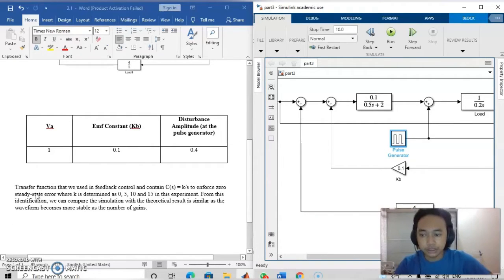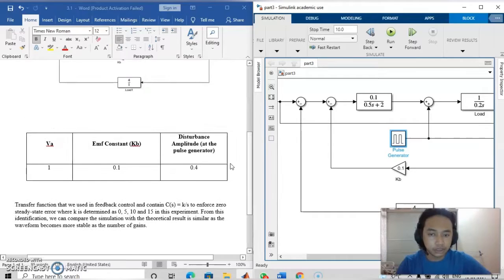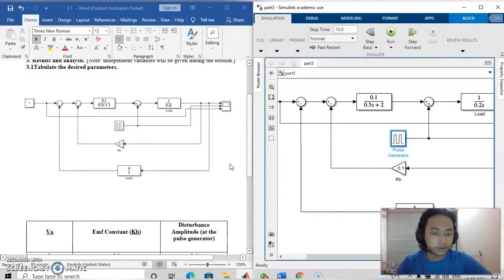The transfer function we use in feedback control contains C(s) equals K per s to enforce zero steady state error, where K is determined as 0, 5, 10 and 15 in this experiment. From this identification, we can compare the simulation with the theoretical result, which is similar, as the waveform becomes more stable as the gain increases. That's all from my part.